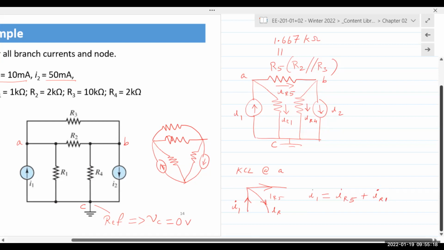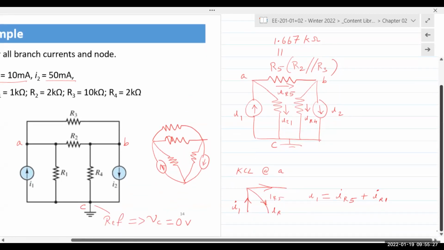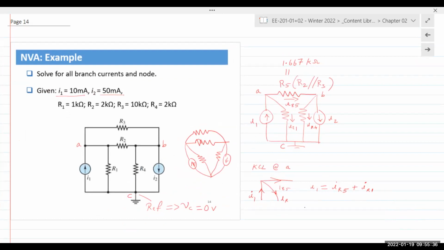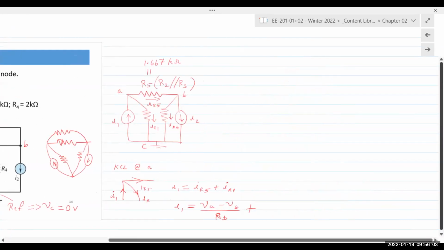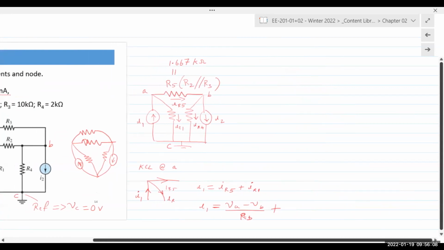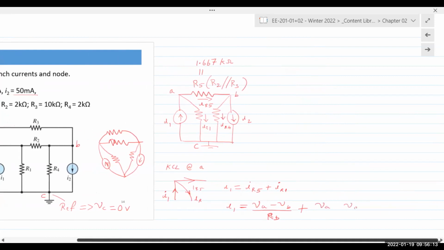I1 is equal to IR5 plus IR1. IR5, I can write as VA minus VB divided by R5, and IR1 would be VA minus VC divided by R1. Does everyone see that?